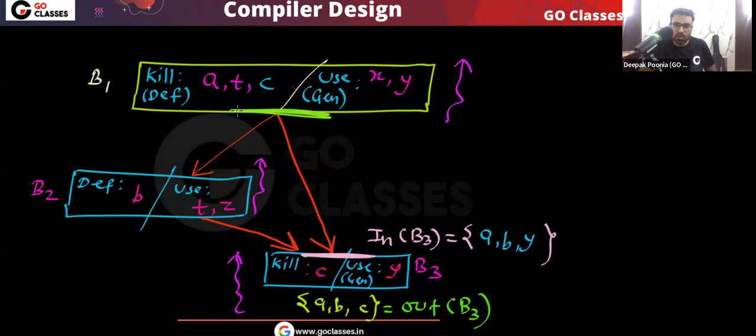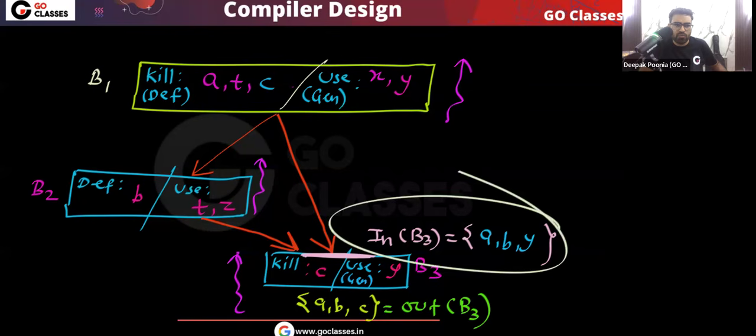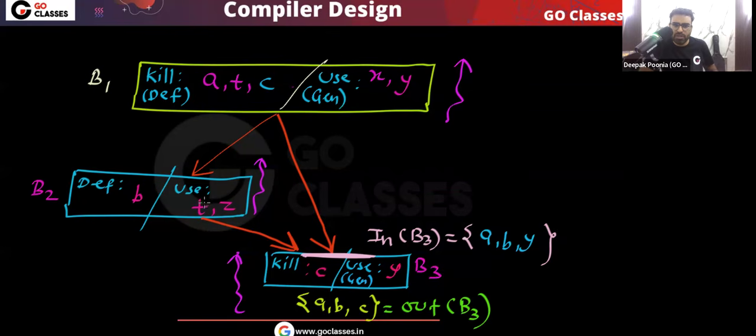To find out in of B1, we need in of B2 also. We need in of B3 also. Already we have in of B3. So let's find in of B2.